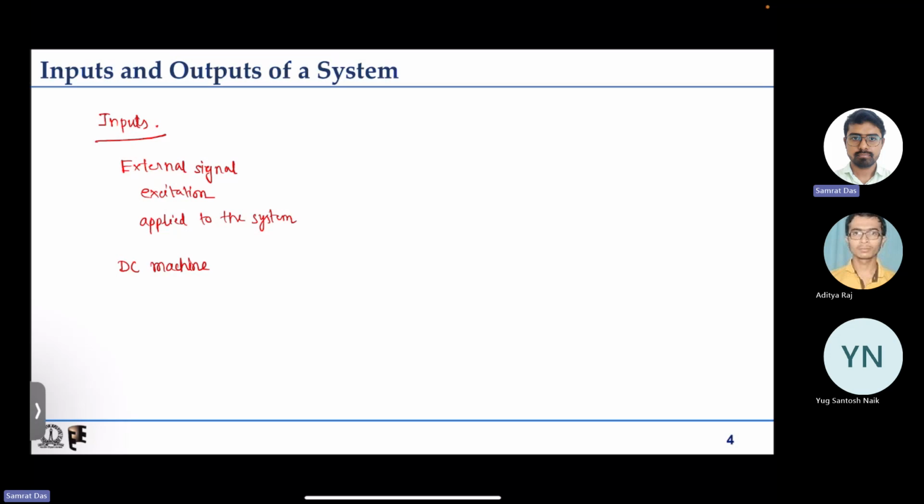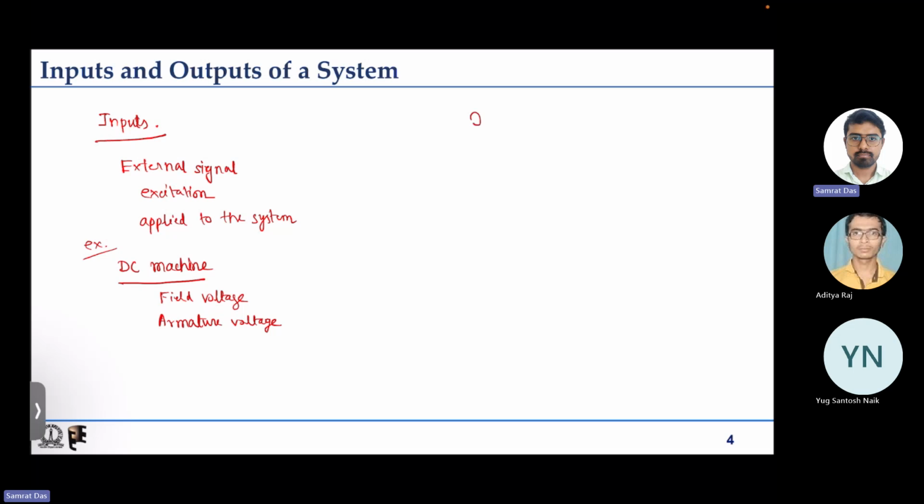So if we take the consideration of a DC machine, what are the inputs? We have the field voltage, that is an excitation, not a signal level input but a significant amount of voltage. That is one of the inputs. And we can also have the armature voltage, that is another input of a DC machine. So that is the example of inputs for a DC machine.